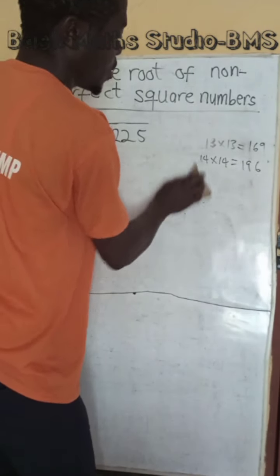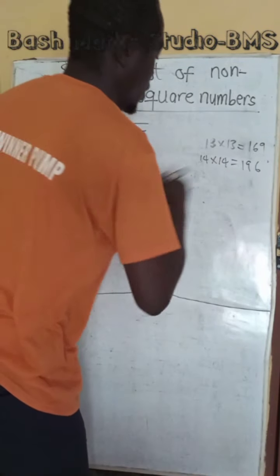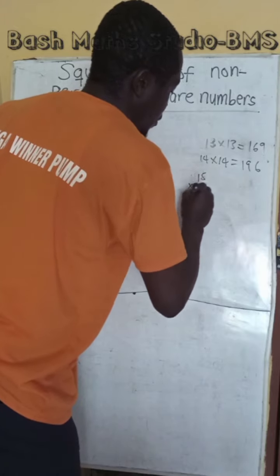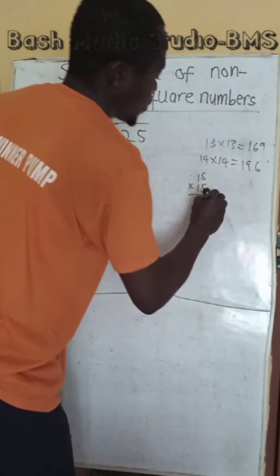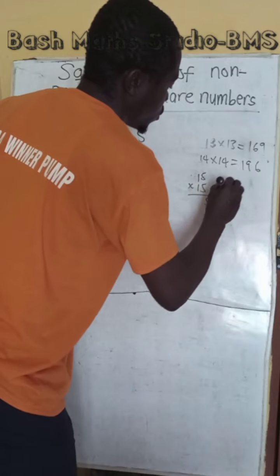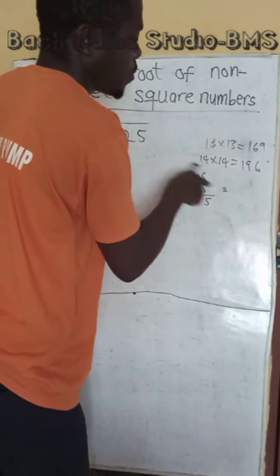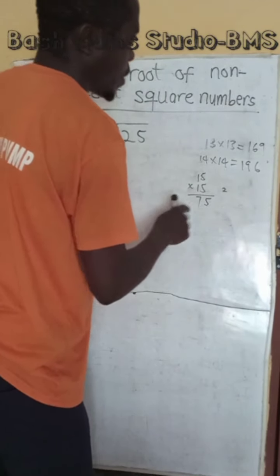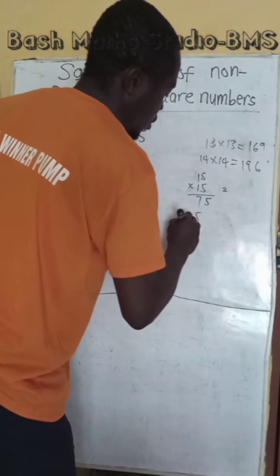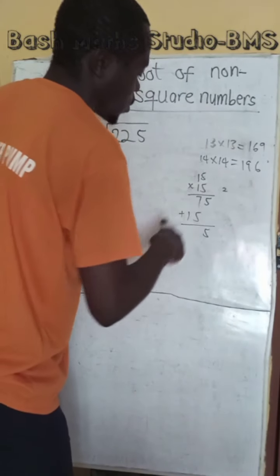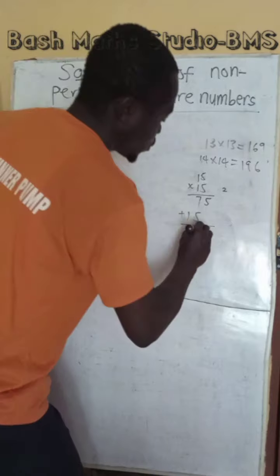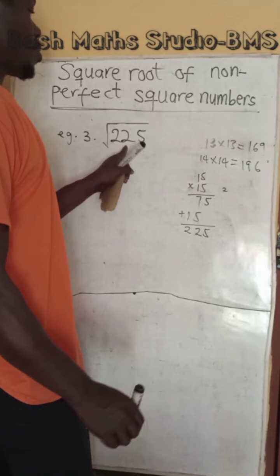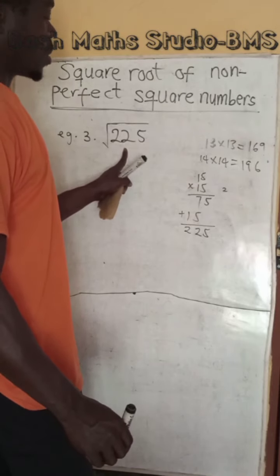15 by 15. So this is also a little bit closer. So you can also pick 15 by 15. 5 by 5, 25. 5 by 1, 5, plus 2 is 7. 1 by 5, 5. 1 by 1, 1. So this is 225. This is closer or even equal to 225.